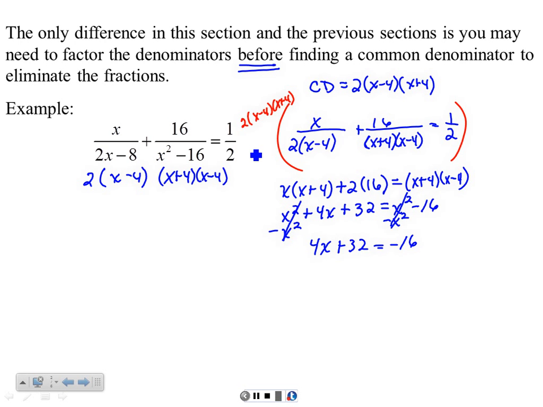So I'll subtract 32 from both sides, and I'm going to have 4x is equal to negative 48. And then if I divide by 4, I'm going to have x is equal to negative 12. So again, the only difference is we're going to factor first, then find the common denominator, then multiply through by the common denominator.